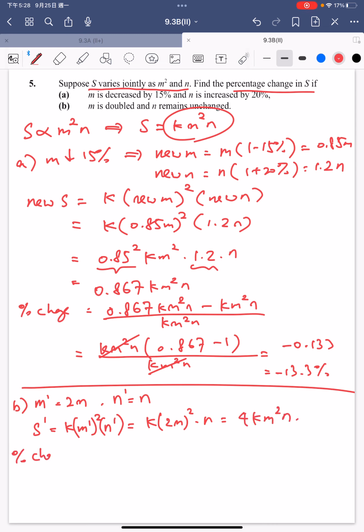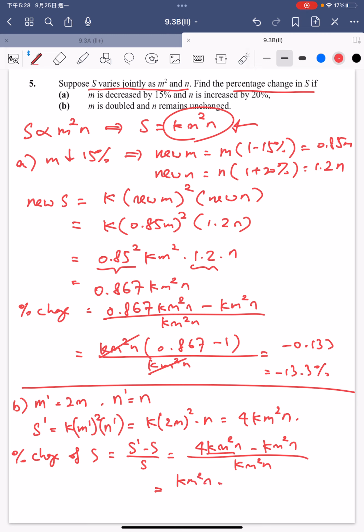And using our percentage change of s, which is the new s minus the old, divided by the old, we have the new s equal to 4km squared n, minus the old s, which is km squared n, divided by km squared n. So doing similar steps, we take out our common factor km squared n, then we have 4 minus 1, divided by km squared n. Then the answer is equal to 3, but it's not 3%. 3 is a whole number, so we multiply by 100% to give you 300%.